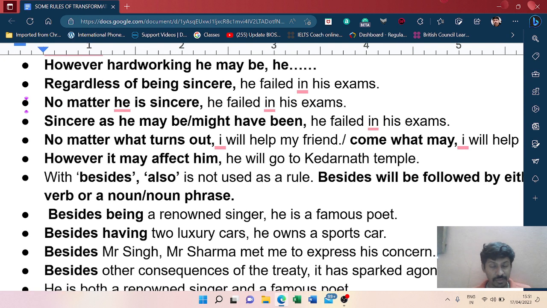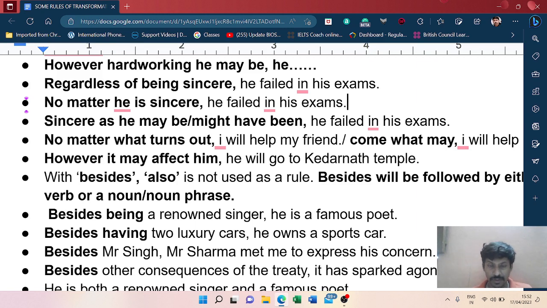Besides being a renowned singer, he is a famous poet. Means on one hand he is a singer, and on the other hand, as an additional quality, he is also a famous poet. So there are two qualities in one person, and the qualities are singing and composing poetry. Besides having two luxury cars, he owns a sports car. So on one hand there are luxury cars, and on the other there is a sports car.